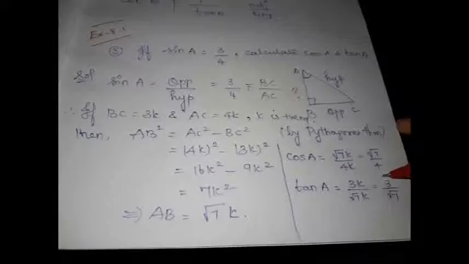Cos A is going to be adjacent divided by hypotenuse. The side adjacent to theta is AB, √7K, divided by the hypotenuse, which is 4K. K will get cancelled, so cos A is √7 by 4. Similarly, tan A is going to be opposite by adjacent, so 3K divided by √7K, which is 3 by √7. This is how you should find the trigonometric ratios if one of the trigonometric ratios has been given.